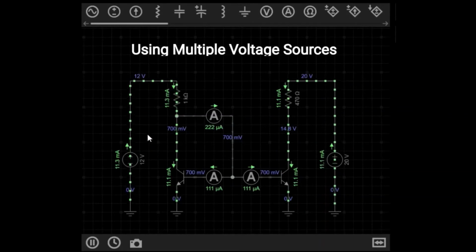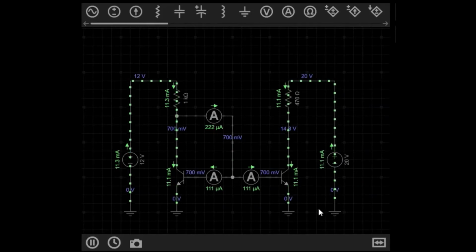Note that you don't have to use the same voltage source for the reference resistor as you do for the output load, as shown by this circuit that has a 12-volt source at the input and a 20-volt source at the output, as long as they both share the same ground.